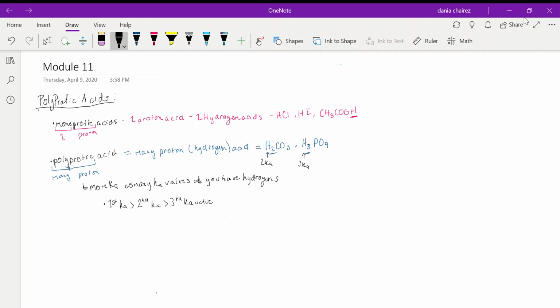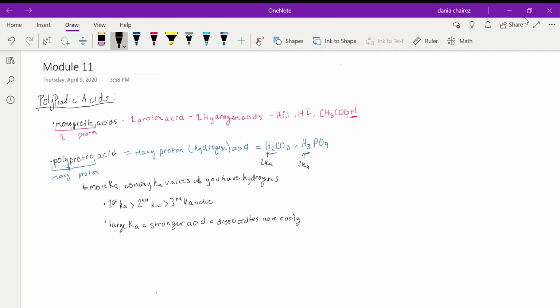And why is this? Remember that a large Ka equals a stronger acid. And for it to be a stronger acid, it means that it dissociates more easily, as in, it'll let go of the hydrogen easier than if you had a really small number. A small Ka means that you're dissociating a very small amount at any given time, right?